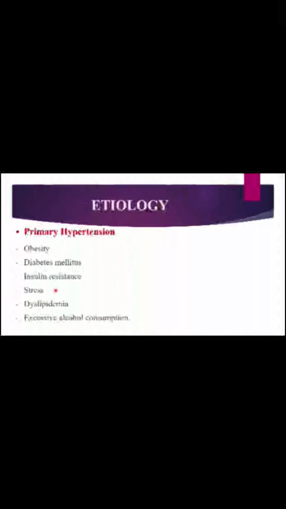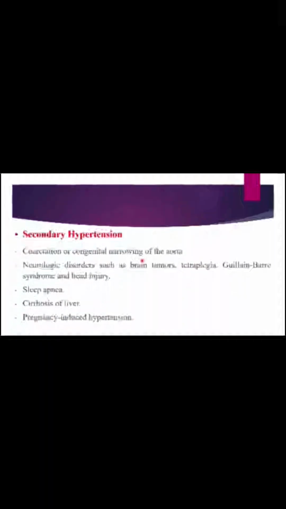Then etiology. Within the etiology, there are primary hypertension and secondary hypertension. Both are types of hypertension based on the etiology. Within primary hypertension, there are obesity, diabetes mellitus, insulin resistance, stress, dyslipidemia, and excessive alcohol consumption. These we already discussed in the causes or risk factors. These are the primary risk factors which mainly cause hypertension primarily, but there is also secondary hypertension.